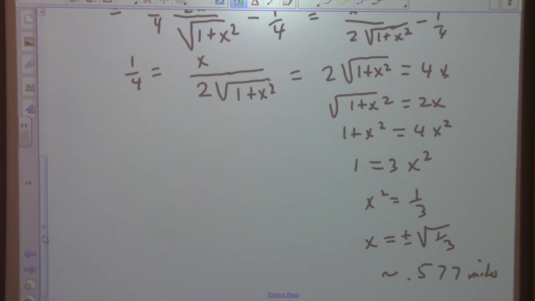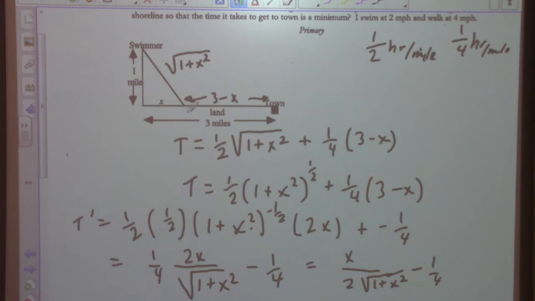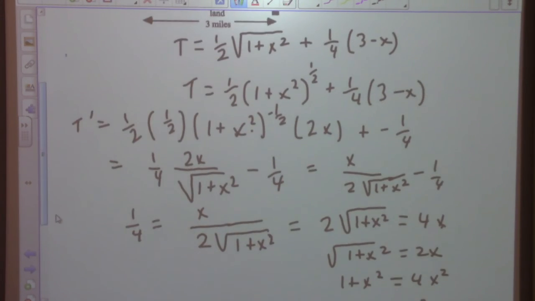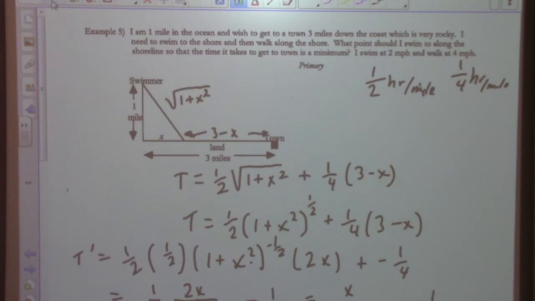Okay, so let's go look back at here. You're saying this distance here is going to be about 0.577 miles, and so this other distance is going to be the square root of 1 plus x squared. It's going to be bigger than that. And then this will be 3 minus 0.577 miles. So that's all I want to spend with that problem.